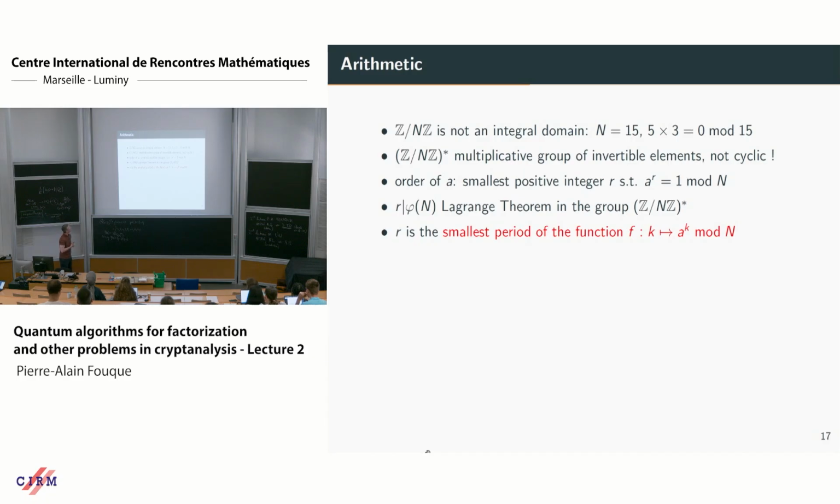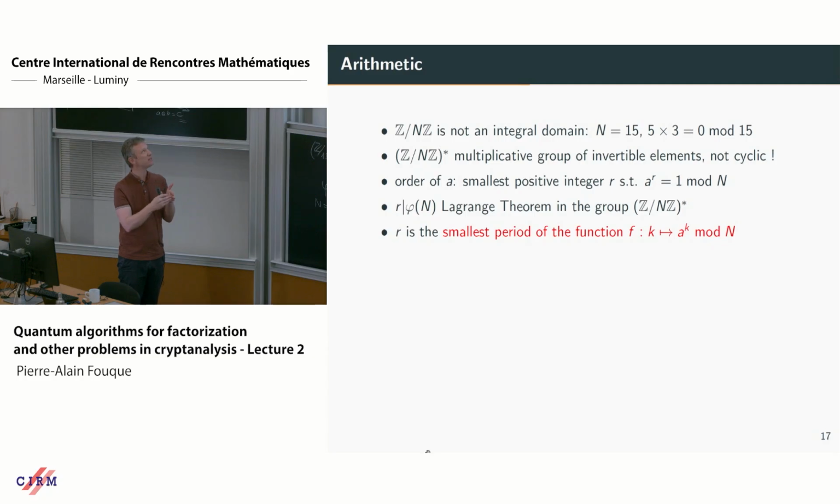The main difference between the group of this morning and now is that this group is not cyclic. It cannot be generated by just one element. You need at least 2 elements to generate it. However, you can take one element and look at the subgroup generated by it. If you take a, for instance, and look at all the powers of a, 1, a squared, etc., at some point you will go back to 1.